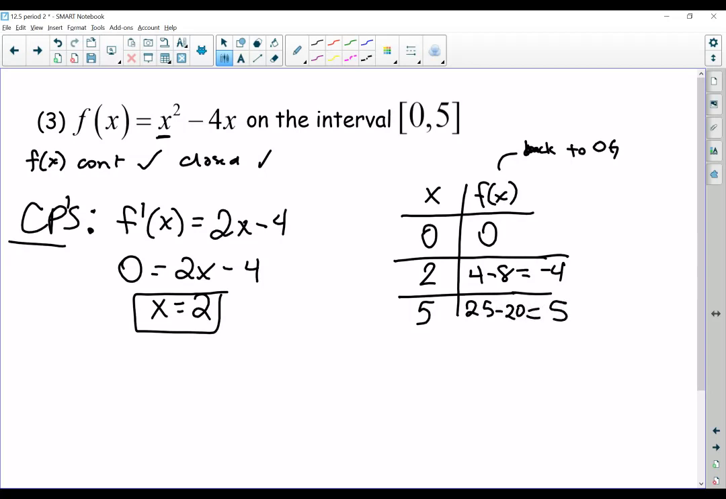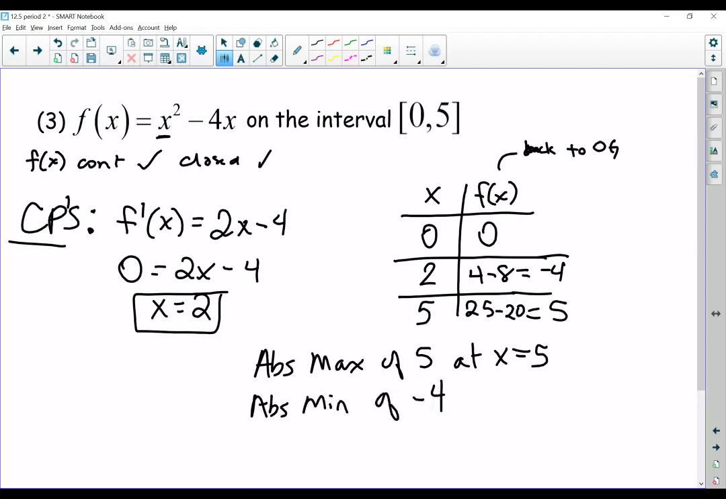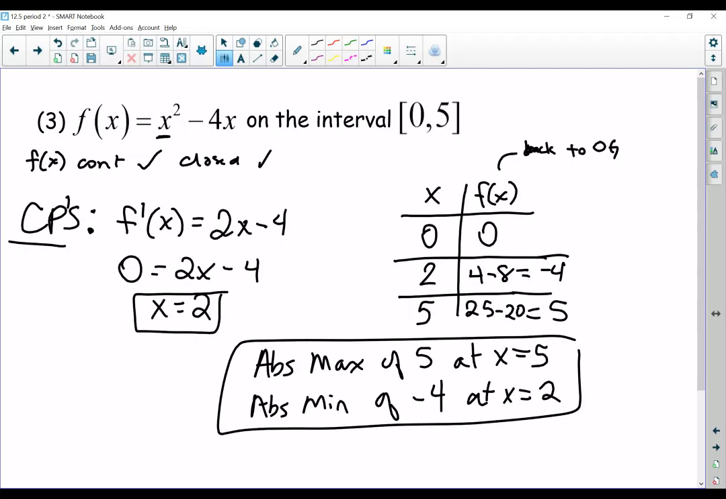So if I look at those, the largest value that I get in that table is my absolute max. So I have an absolute maximum of 5 at x equals 5, and an absolute minimum of negative 4, because that is the lowest number in my table, at x equals 2. Now, if I asked you for locals, if we have an absolute max, that's also a local max. If we have an absolute min, that's also a local min.